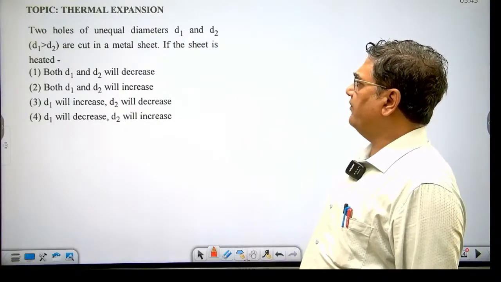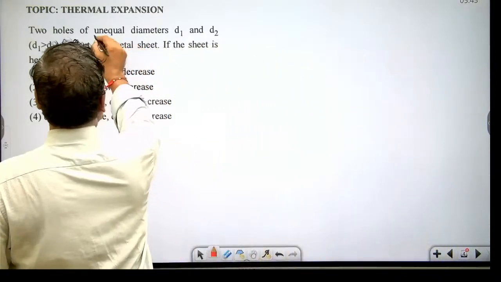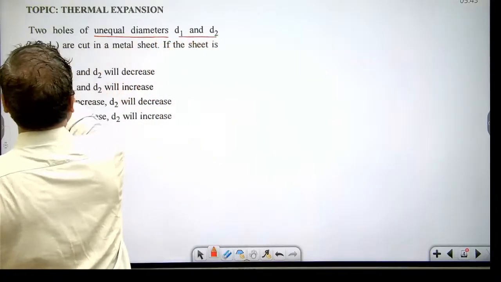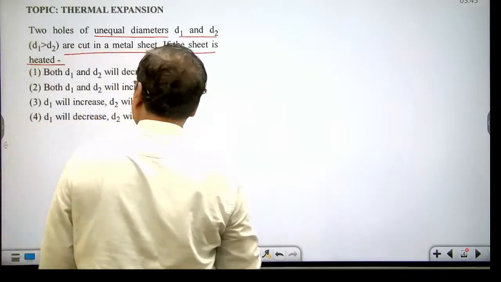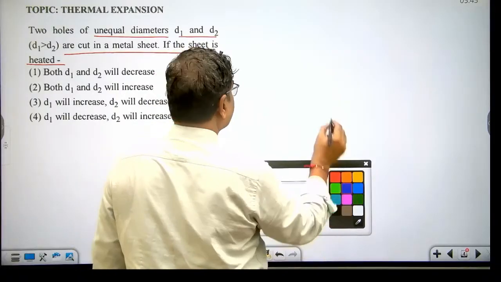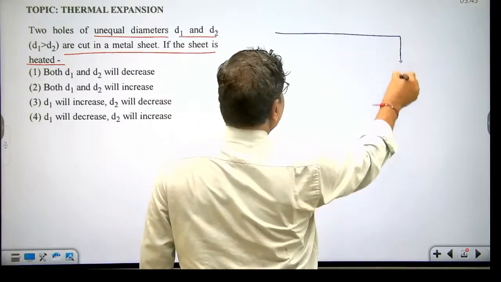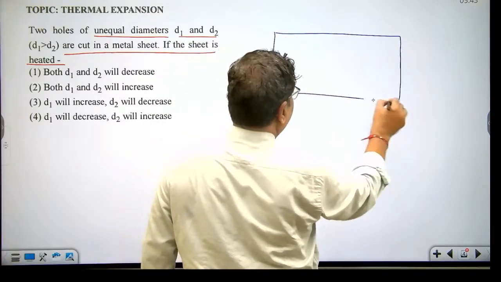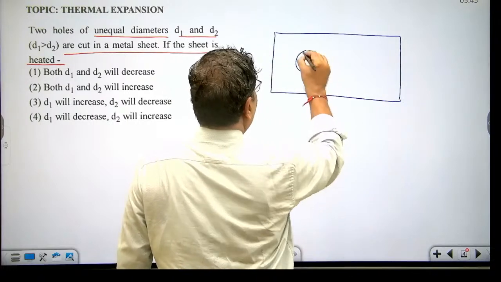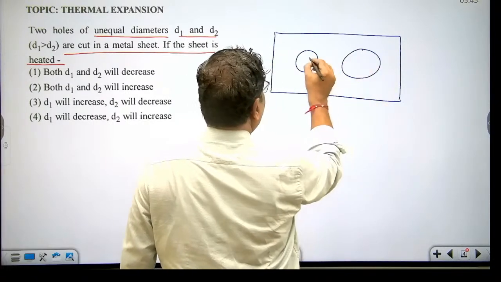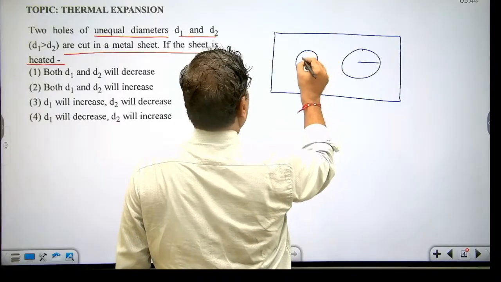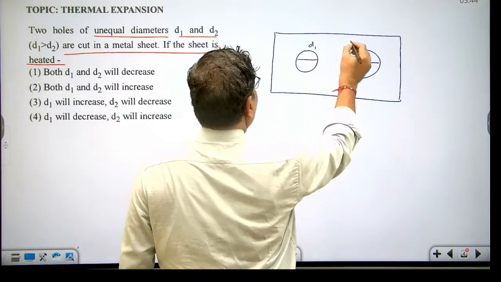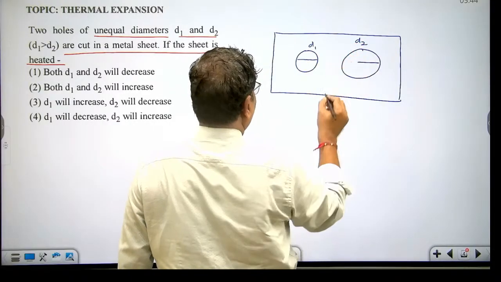Two holes of unequal diameters D1 and D2 are cut in a metal sheet. If the sheet is heated, then what will happen? Dear student, thermal expansion is simply photographic enlargement. If these are two cuts, then definitely D1 and D2 both will increase.